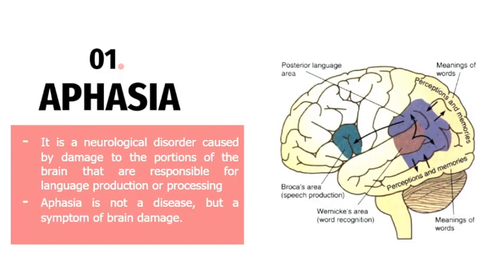So the first term we have is aphasia. Aphasia is a neurologic disorder caused by damage to the portion of the brain that is responsible for language production or processing. Aphasia is not a disease but a symptom of brain damage. Although it is primarily seen in individuals who have suffered stroke, aphasia can also result from brain tumor, infection, inflammation, head injury, or dementia that affect the language-associated region of the brain.